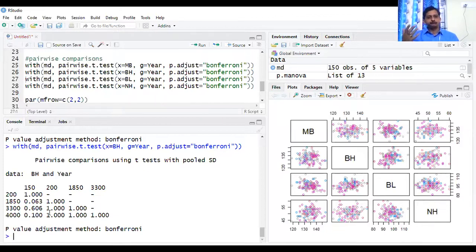So the change we have witnessed so far is with respect to breadth. Now let us see with length.